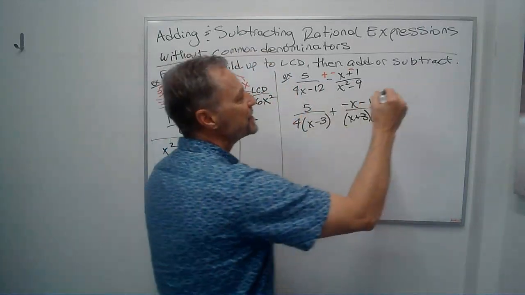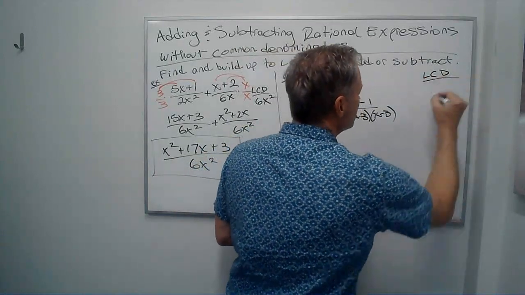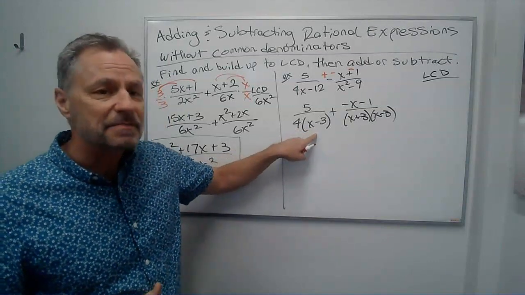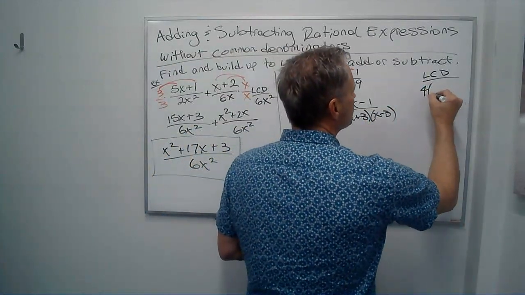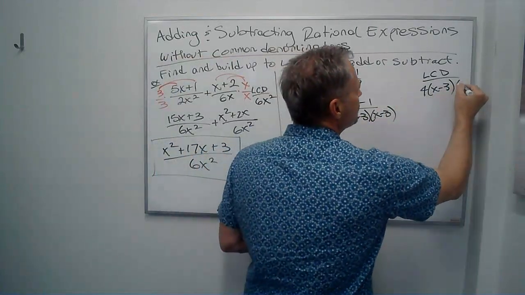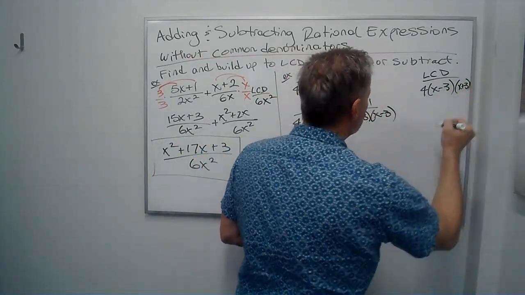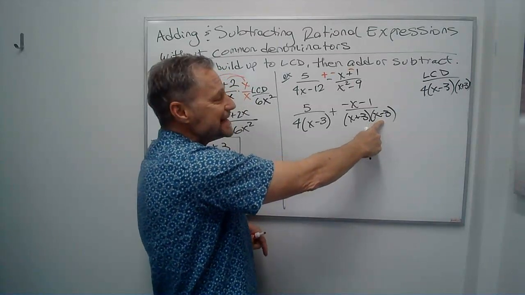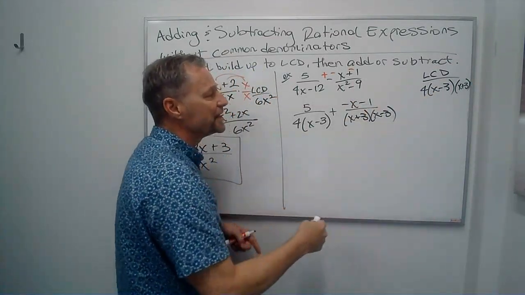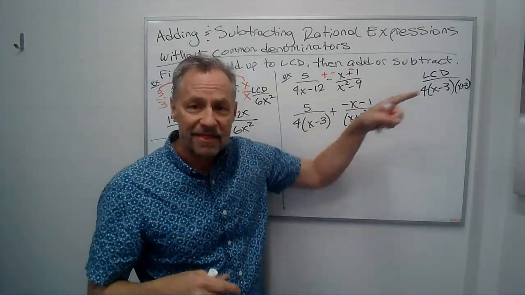Now off to the side we can see what the LCD is. I like to play the need it, got it game. So I need a 4, I need an x minus 3. I also need an x plus 3. x minus 3, do I need it? No, I already have it. So I already got that. So I don't need another one. I can build both of these up to that.